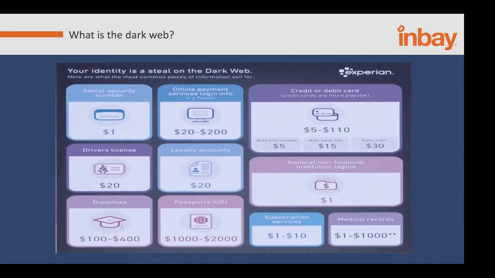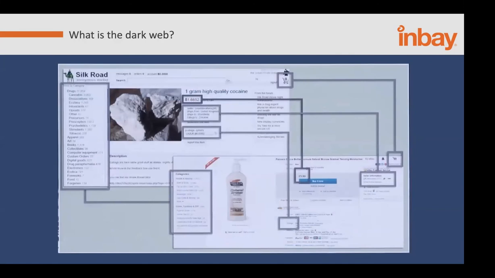The higher the cost, the better quality it is. Diplomas for getting jobs, etc. Credit cards from $5 to $110, so you can get a CVV number for $5. You can get it with bank info for $15, and the full package, the combo, for $30. So you can see how organized these gangs are and the kind of services that are available on the dark web.